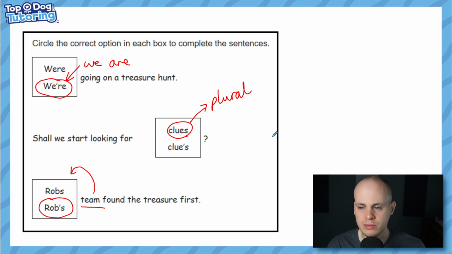So really, this question was actually quite hard because it tested you on all three of the different rules. Contraction, possession, and not even needing an apostrophe. It's just a plural word that ends in S. So harder than it may have looked at first glance.